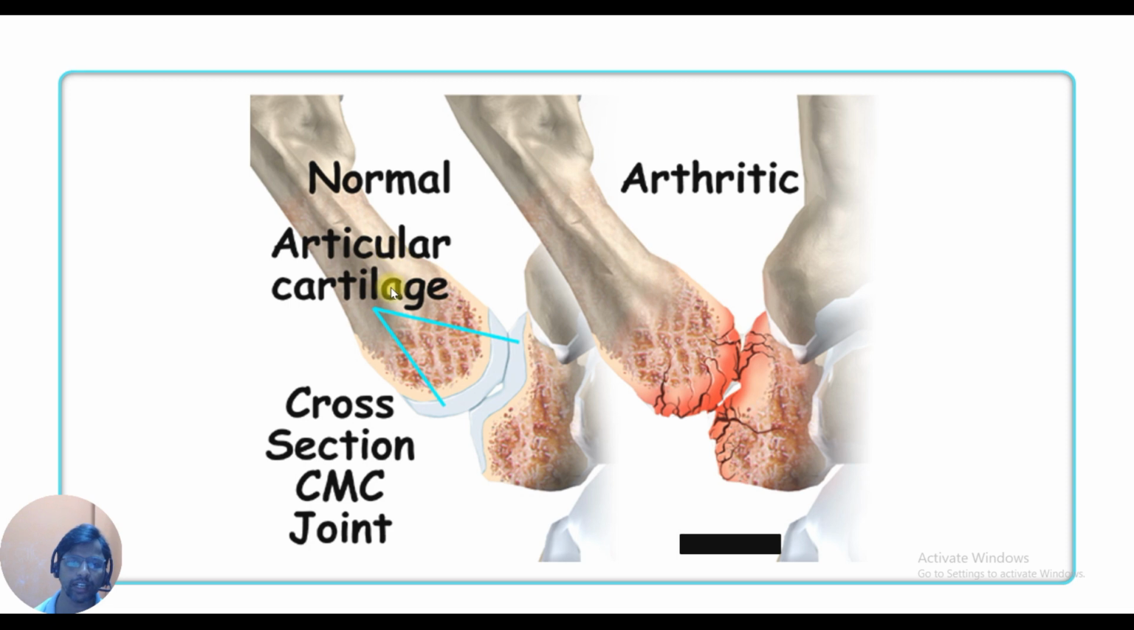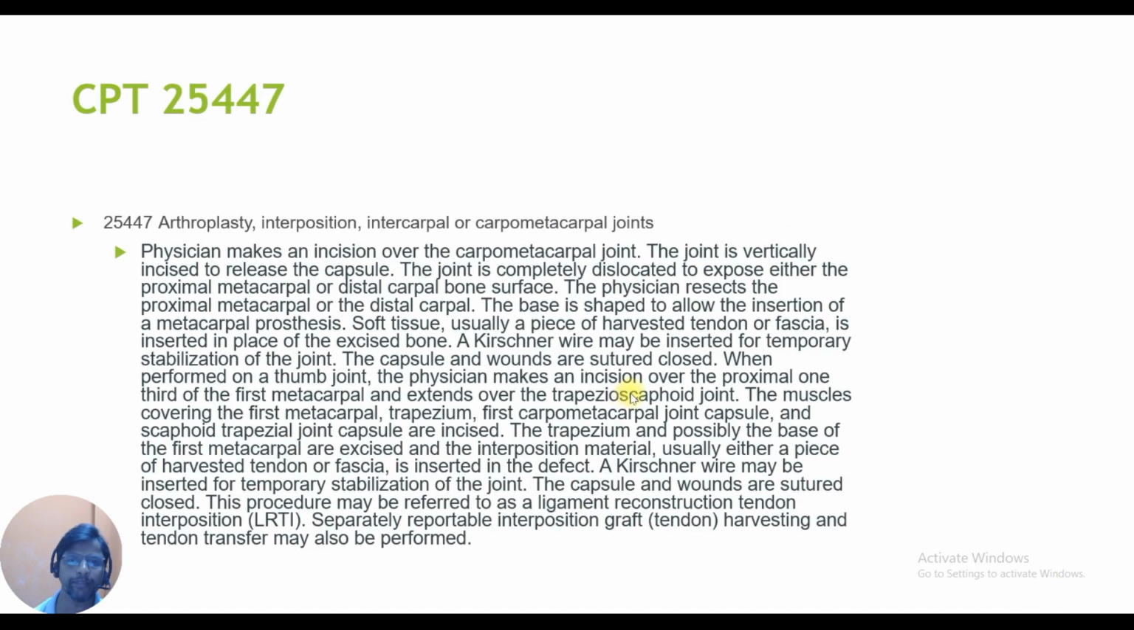So this is the normal articular cartilage. This is the arthritic cartilage. We can see this cartilage everywhere in a joint. So what are the treatments for this CMC arthritis?